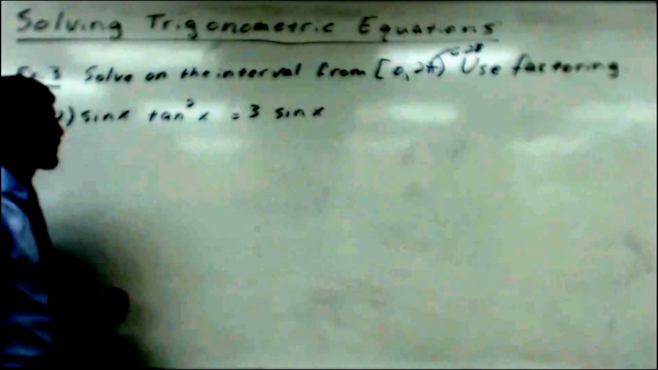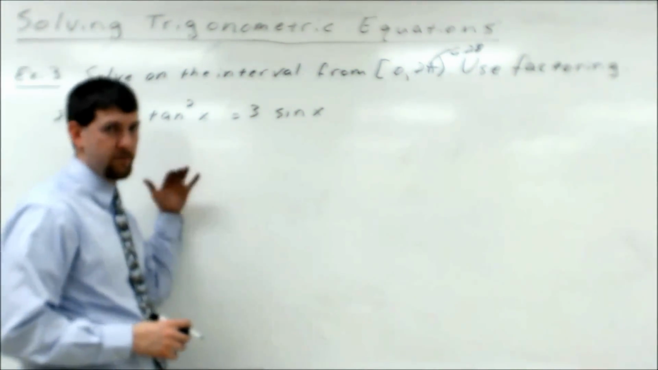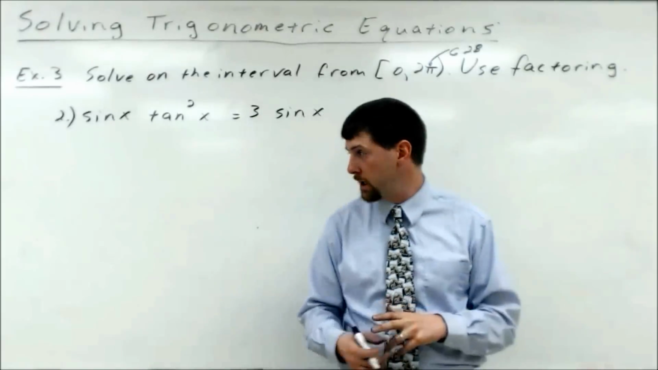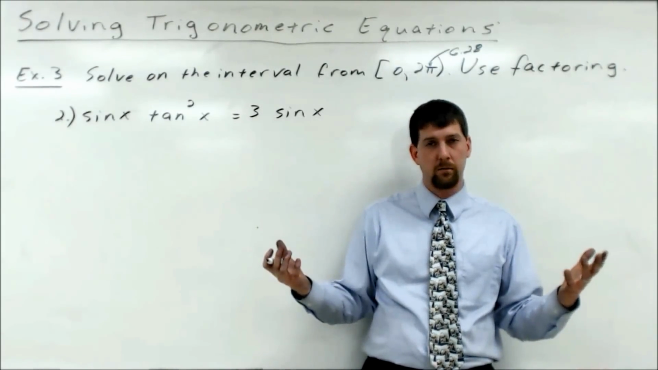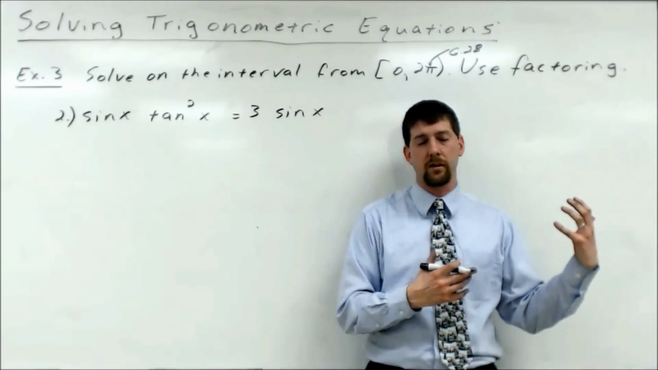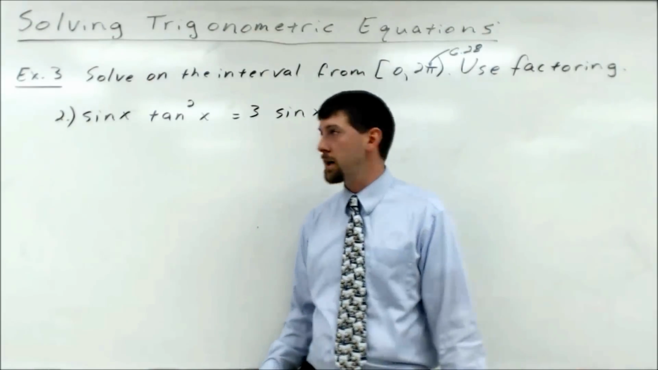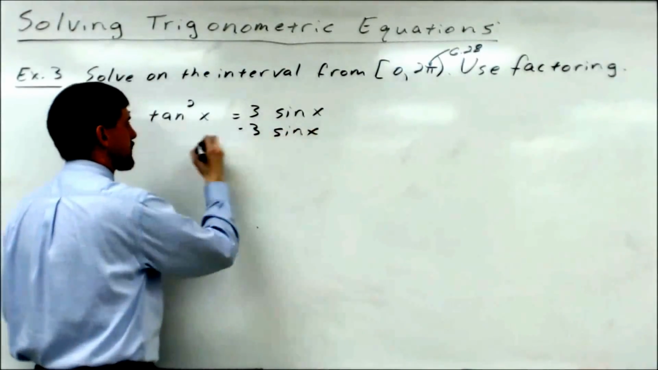Okay, next example we're going to look at sine of x tangent squared of x equals 3 sine of x. A little bit different than the last one we looked at. It doesn't have just one type of trig expression in it. It actually has two types in there. So typically when we see multiple types of variable expressions, we think factor, get everything to the same side. So I'm going to subtract my 3 sine x over.